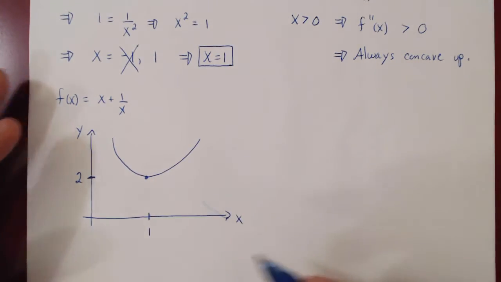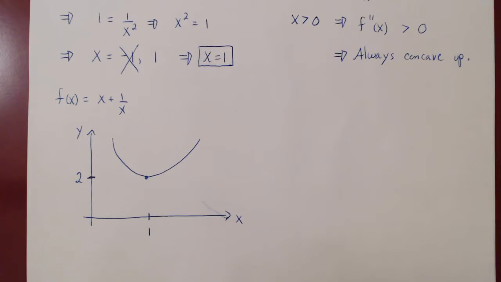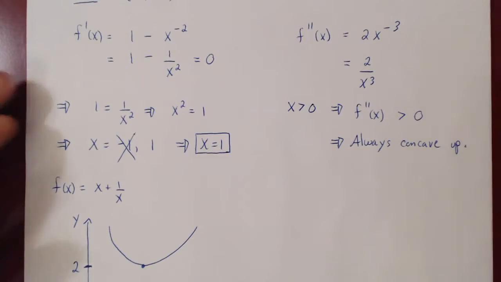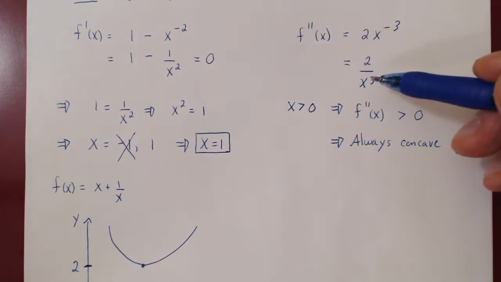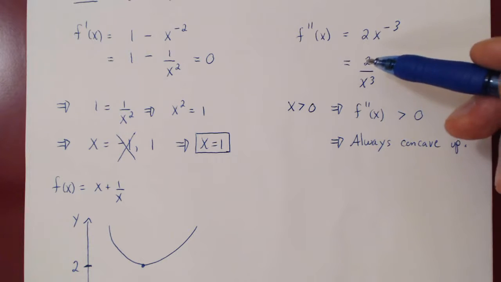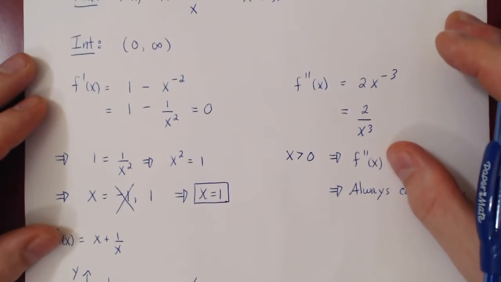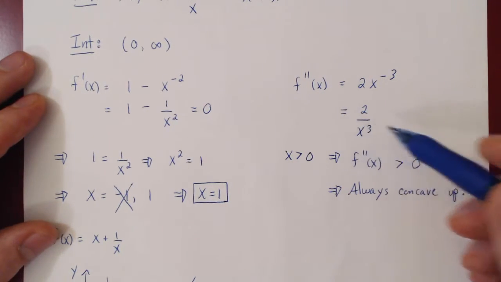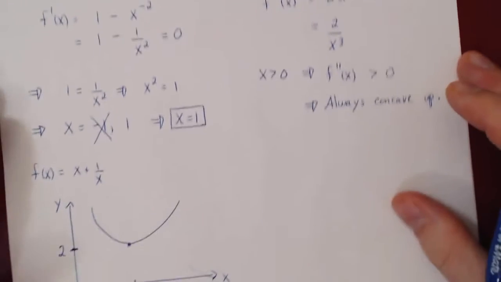And what's great is, this is the only critical point. And if you look at the second derivative, which is 2 over x cubed, could we ever have an inflection point by the second derivative being 0? Well, no, because 2 is non-zero. And because we are avoiding the value x equals 0, the second derivative is always defined. So confirmation that the curve will always be concave up.